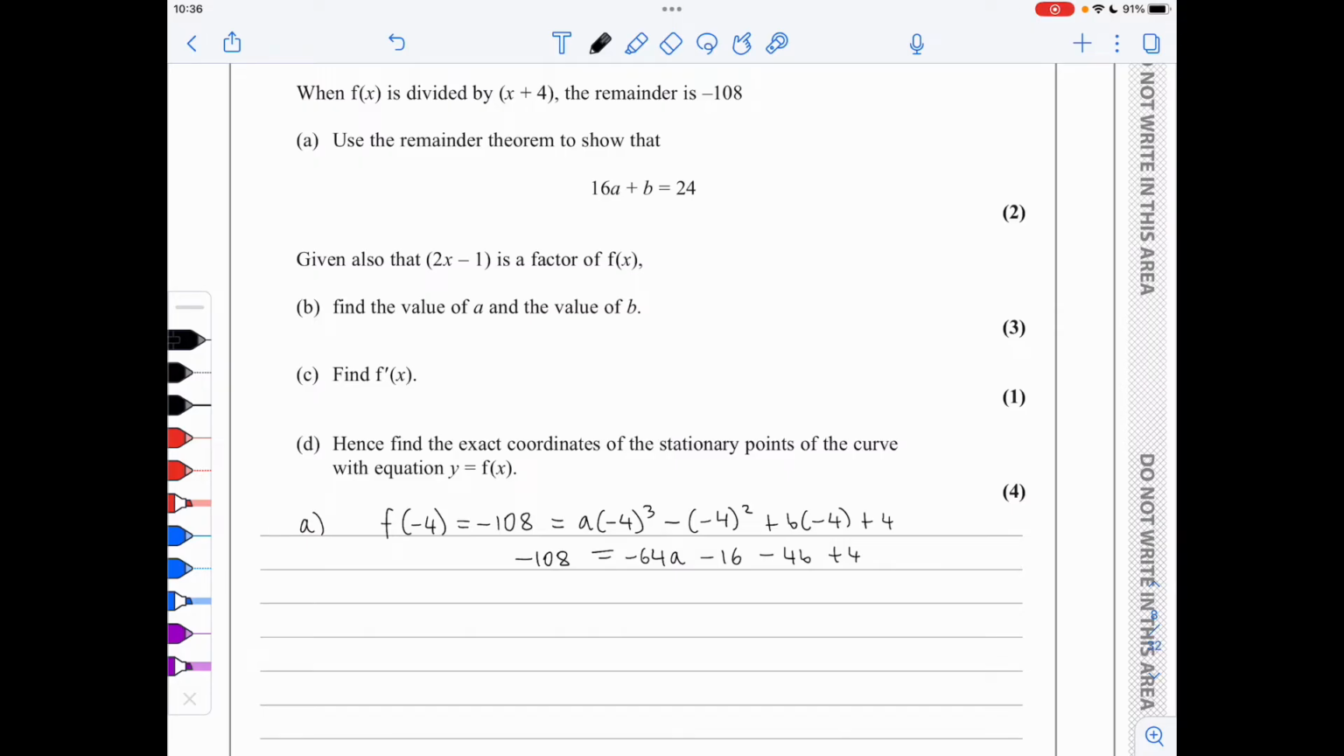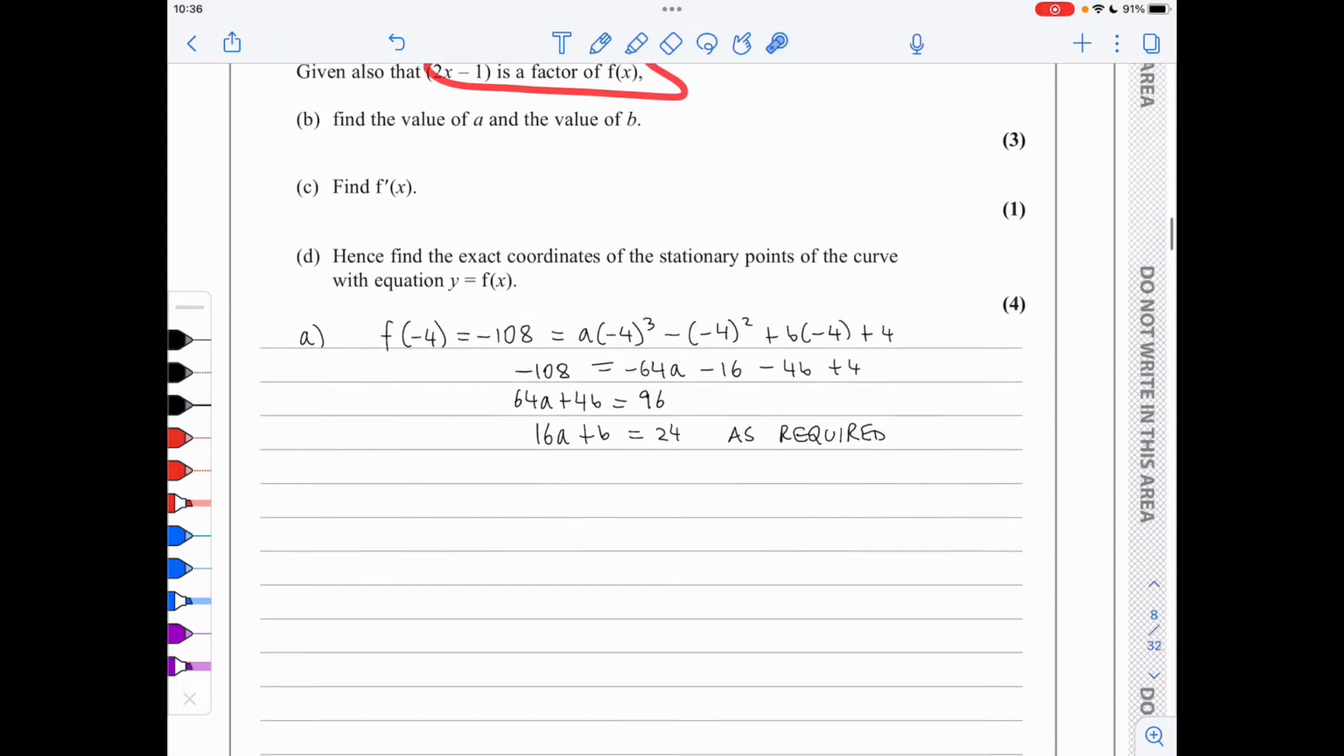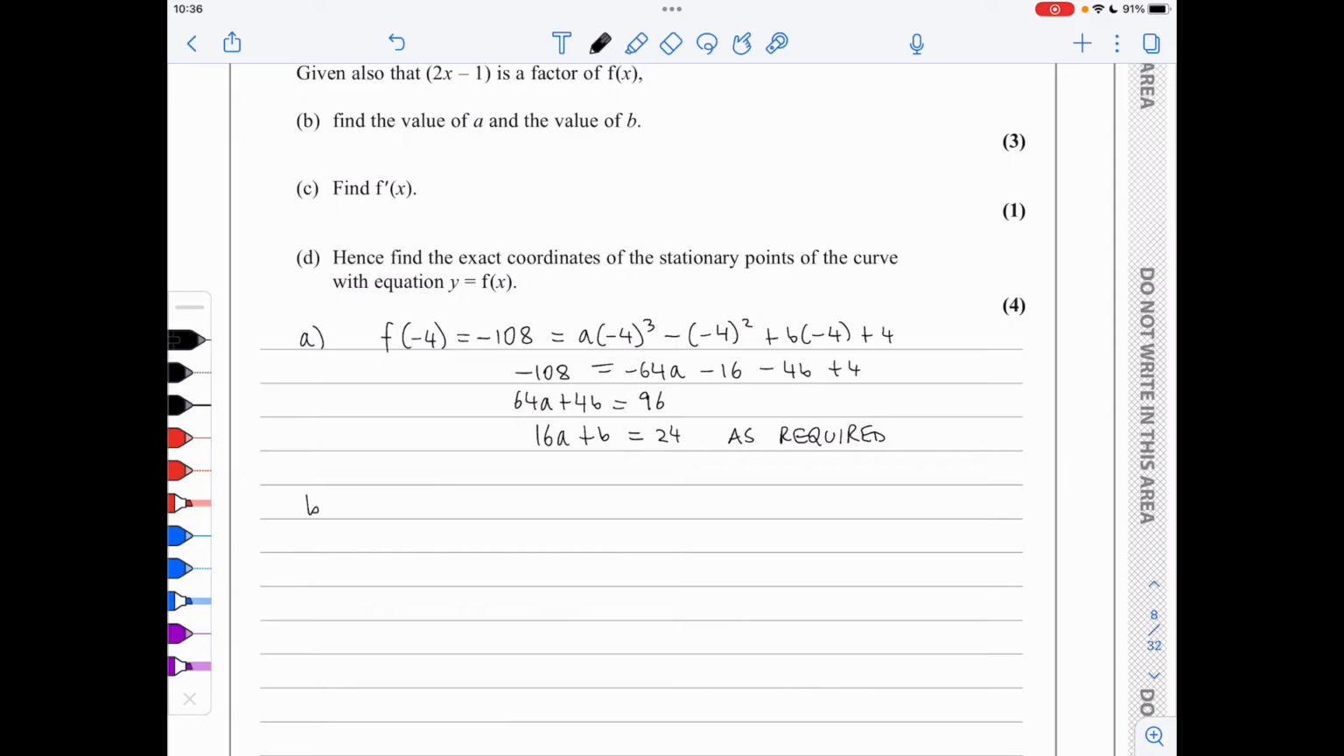leading to 64a plus 4b is equal to 96. Divide everything by 4, you get 16a plus b is 24 as required. Given also that 2x minus 1 is a factor of f of x, so if 2x minus 1 is a factor, that means that f of a half is 0.